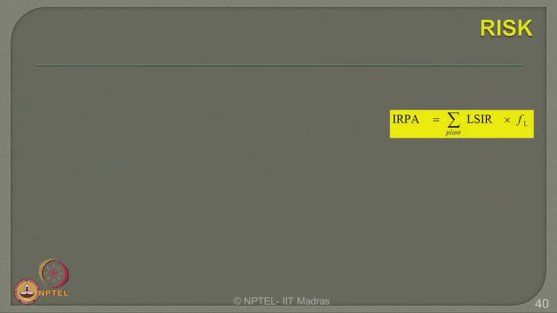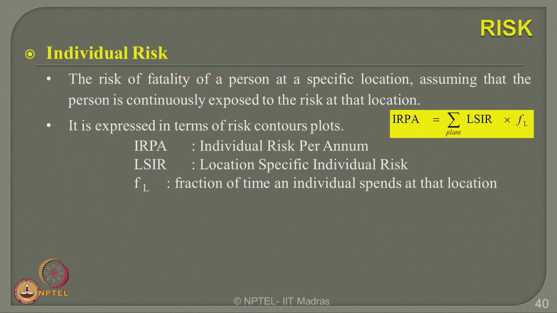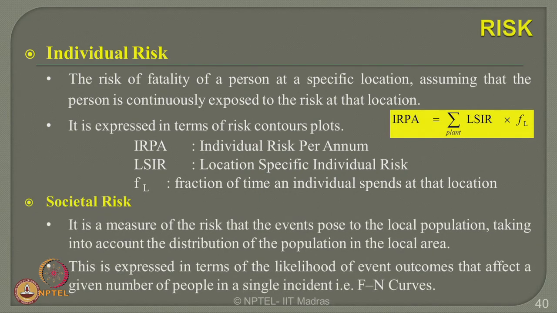Now, based on these two, frequency and consequences, risk is estimated for the given study. There are two cases in which we estimate: one is the individual risk, the other is societal risk. Individual risk is the risk of fatality of a person at a specific location, assuming that the person is continuously exposed to the risk at that location.